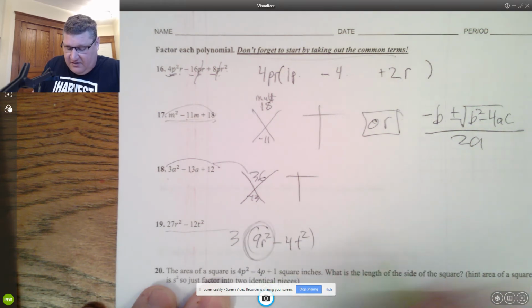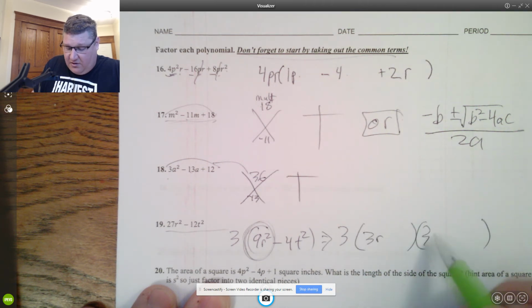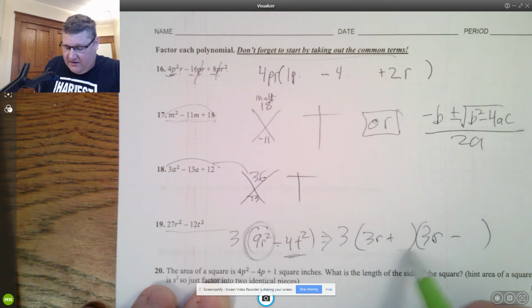Well, how do I break up 9r squared? That leaves 3r. And 3r, since it's minus, it's a plus and a minus. Now break up this term here and here.